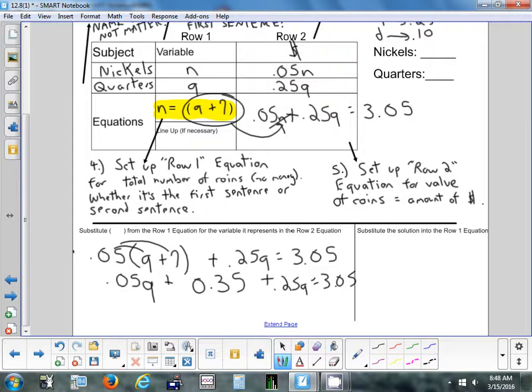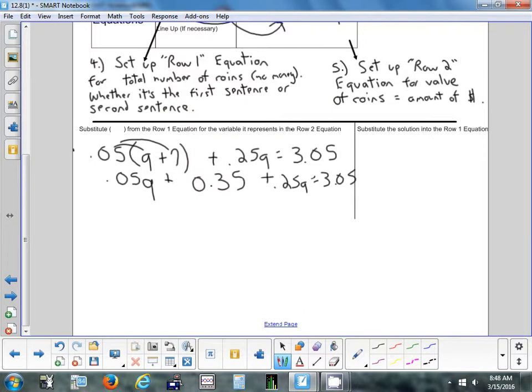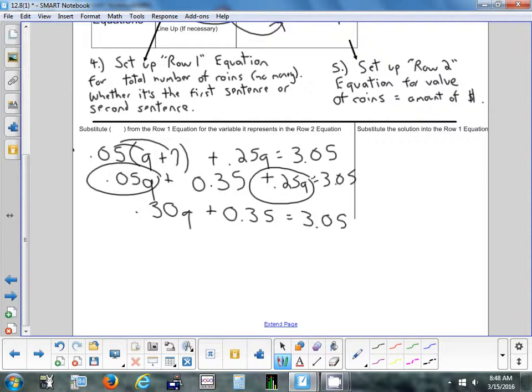All right, let me extend this a little bit. What can I do now? Like terms. 0.05 Q, 0.25 Q. What do I get? 0.30 Q. Bring everything else down. What am I going to do now? Good, minus 0.35. Minus 0.35 and what else?